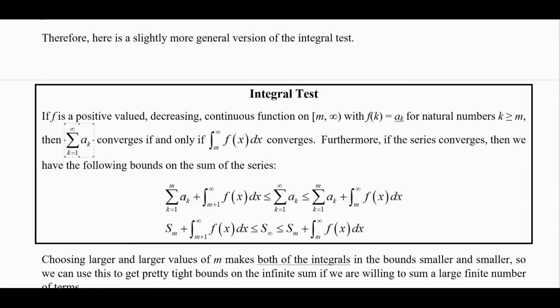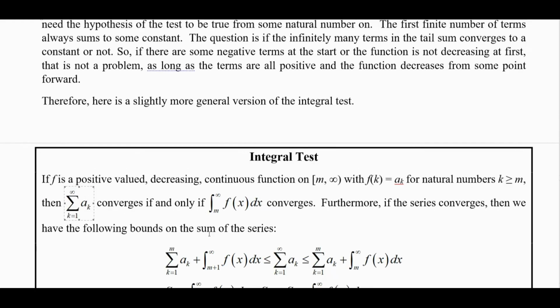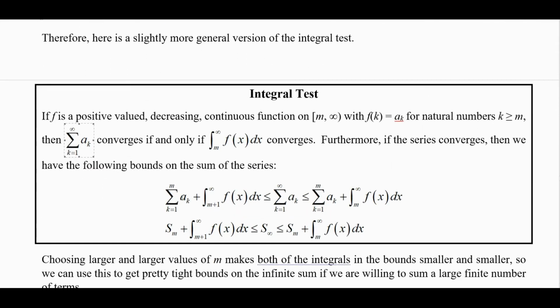If we replace these with the s notation for sums, the sum of the first m things can be written as s sub m, and the sum of all infinitely many is just s, or s infinity. So s sub m plus the integral from m plus 1 to infinity of f of x dx is less than s infinity, or just s, which is less than or equal to s sub m plus the integral from m to infinity. So again, we don't have to worry about those first m things. We can add those up, whatever they are.